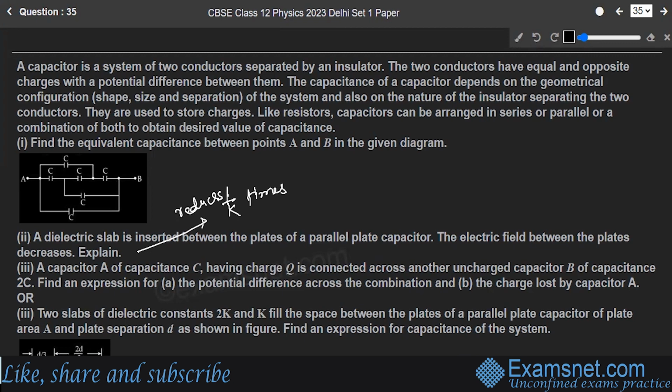Now let's move to the third part of the question. It says a capacitor A of capacitance C having charge Q is connected across another uncharged capacitor B of capacitance 2C. You have to find the expression for the potential difference across the combination and the charge lost by the capacitor A. All right, so let's go.